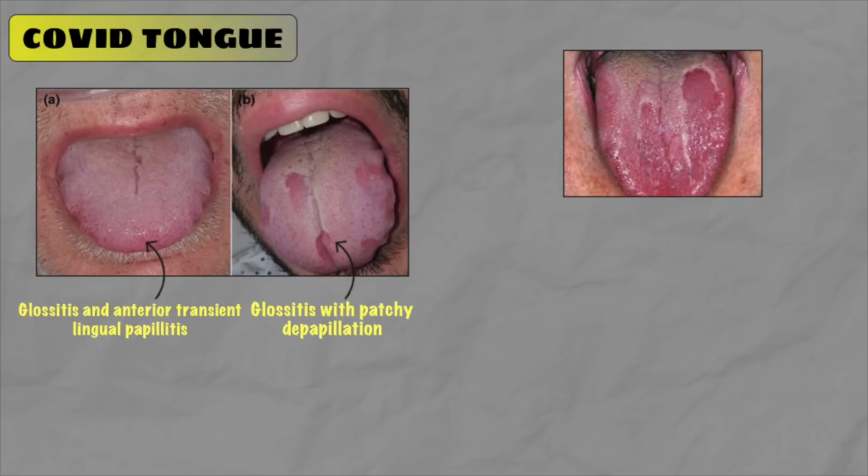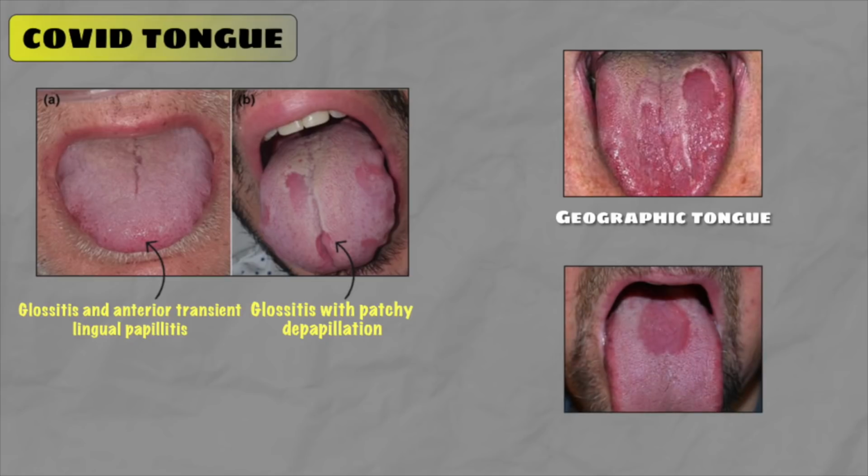However, some other conditions can be easily confused with COVID tongue. Here you can see two other conditions. First one is called geographic tongue. It is normally found in many people. And second one is median rhomboid glossitis. It is due to candidiasis, a type of fungal infection. So again, you should always correlate with the other associated symptoms.